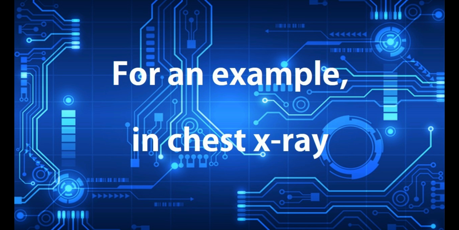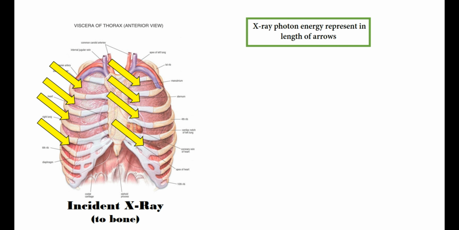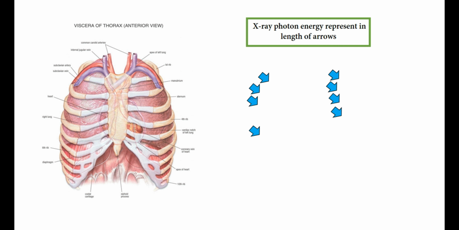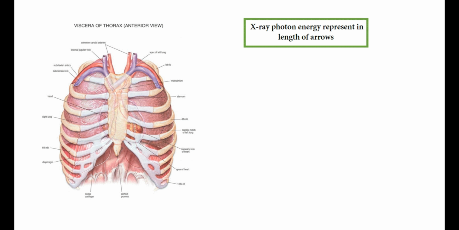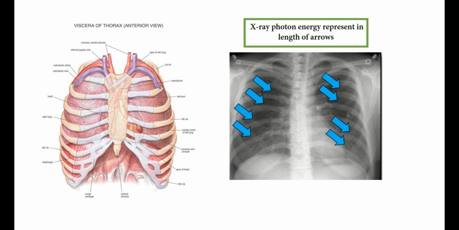For an example, if 70 kV is used in chest X-ray, the ribs and vertebra will appear whiter, while the lung tissue will appear darker. Hence, the image shows high contrast.